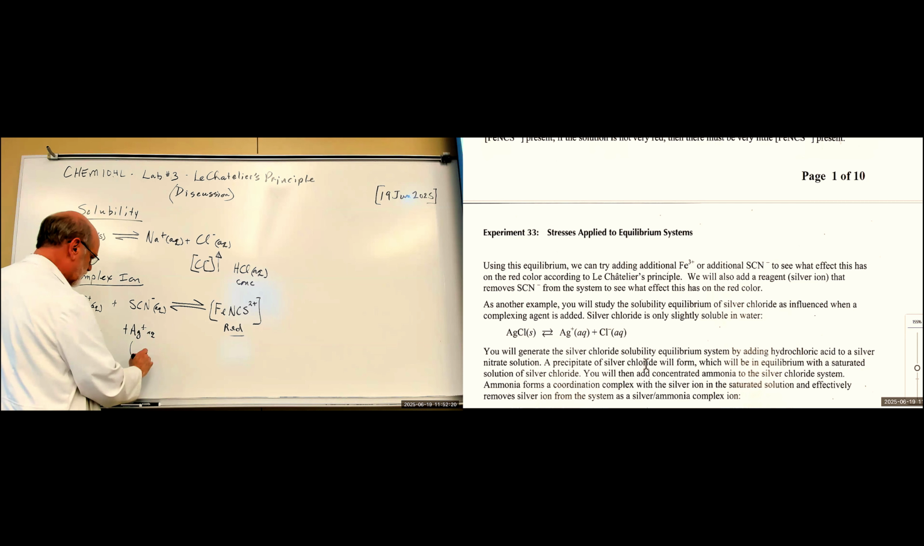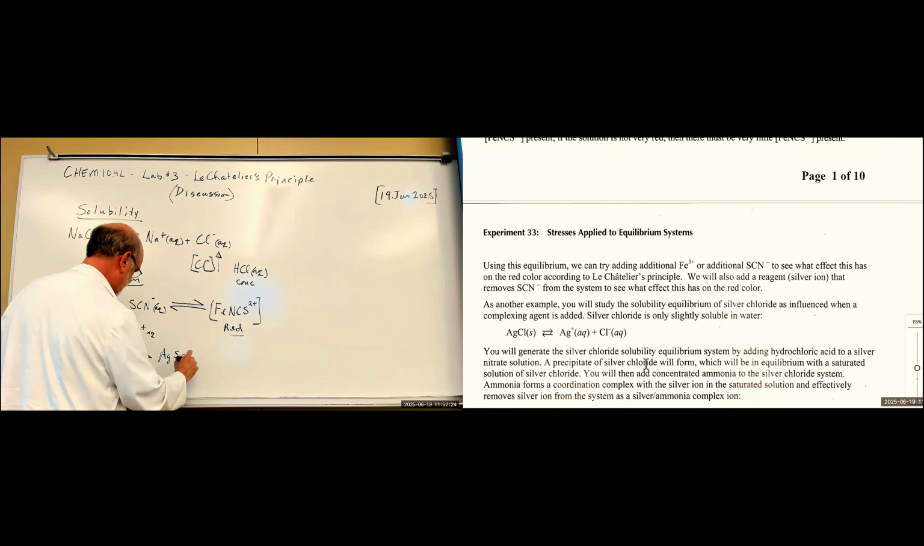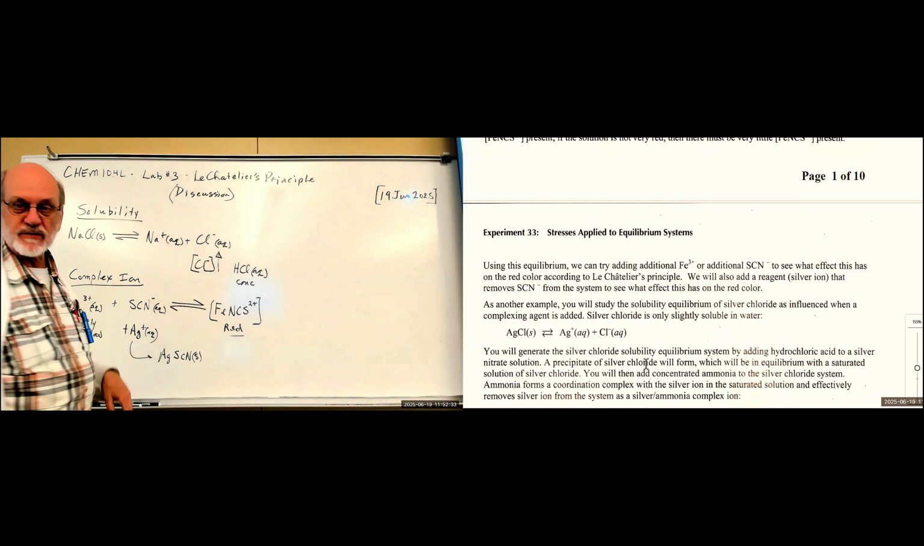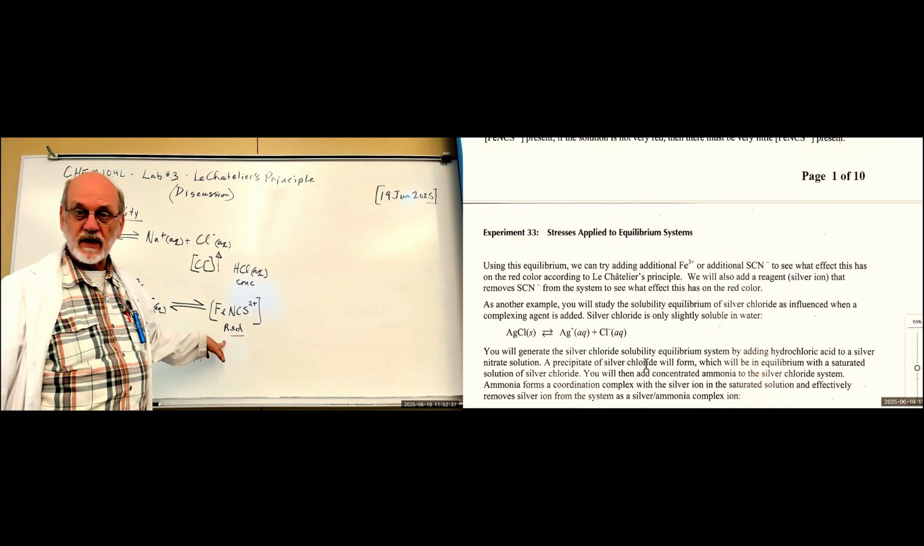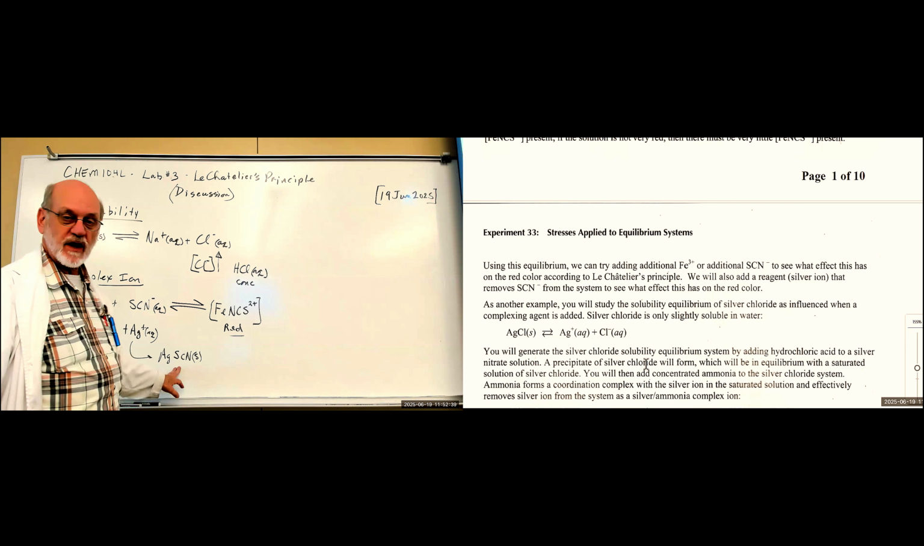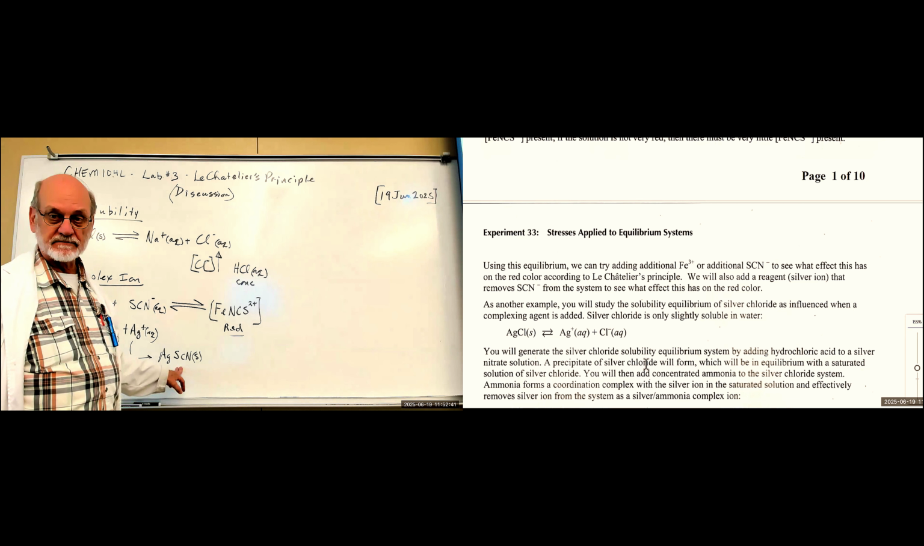So one of the ways is we couple a reaction where we add silver. It produces solid. Okay? That removes thiocyanate and drives the reaction back to the left. And you should see a disappearance of this red color plus an appearance of a white precipitate.